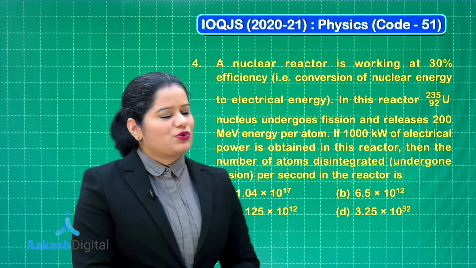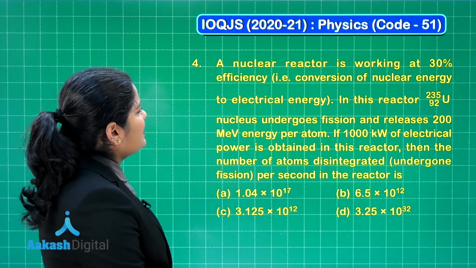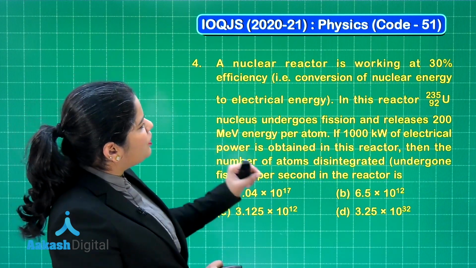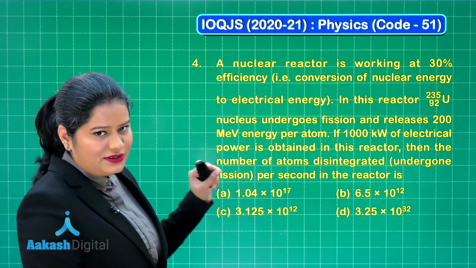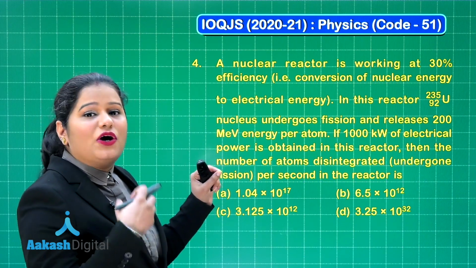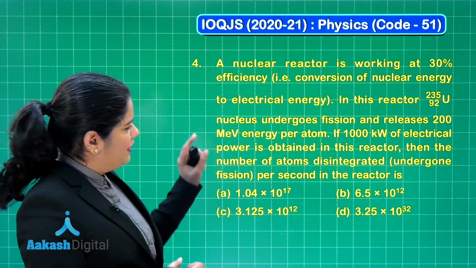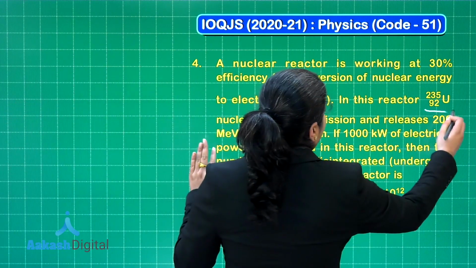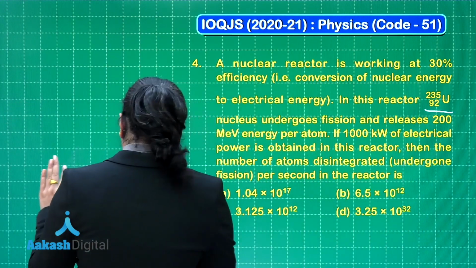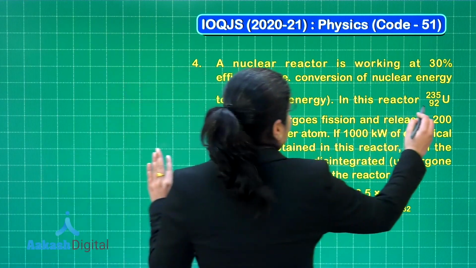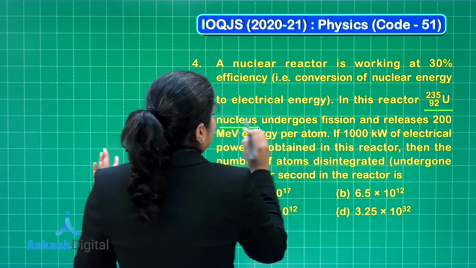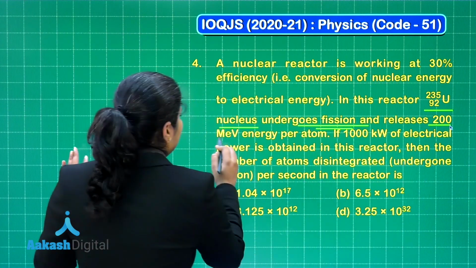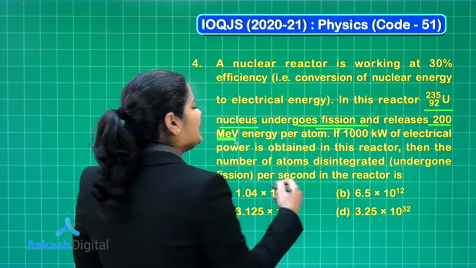So here I have the next question on the board, which says a nuclear reactor is working at 30% efficiency. That is the conversion of the nuclear energy to electrical energy. So efficiency is the output power to the input power. In this reactor, uranium 235 nucleus undergoes fission and releases 200 mega electron volt energy per atom.